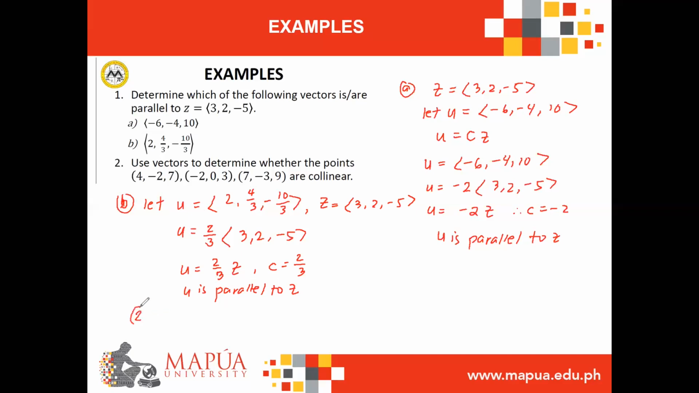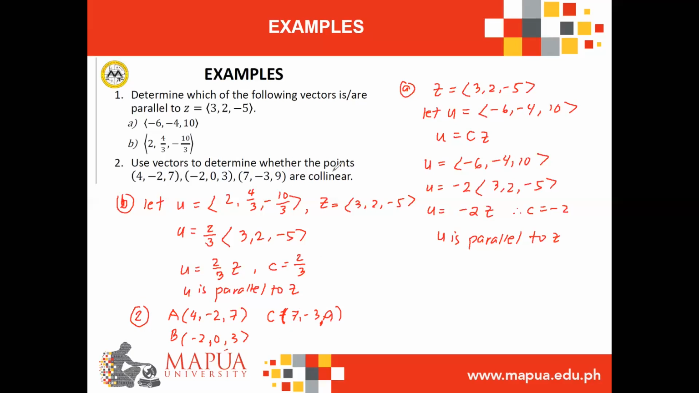For problem number 2, it says here, use vectors to determine whether the points 4, -2, 7, -2, 0, 3, 7, -3, 9 are collinear. So let us identify these points as point A, B, and C. Point A, we have the coordinates 4, -2, 7. Point B, we have it as -2, 0, 3. And point C we have the coordinates 7, -3, 9.